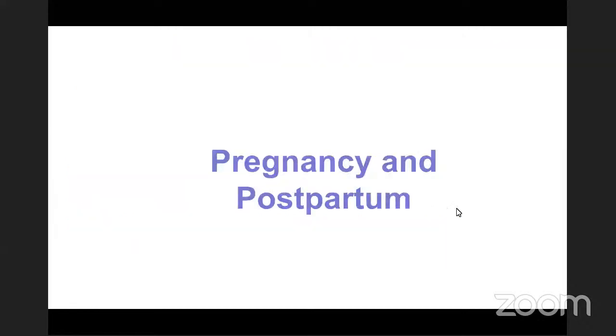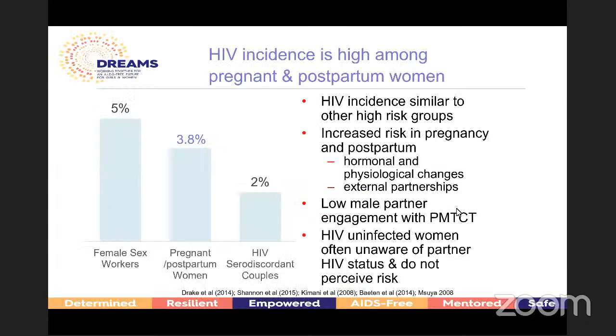Now let's switch gears and talk about pregnancy and postpartum. It's very important to focus on pregnant and postpartum women, because we have been able to see through observational studies that HIV risk is similar to other risk groups. For example, on these bar charts, as you can see, pregnant and postpartum women in one study had an incidence of 3.8%. When you compare to female sex workers, who had 5%, and this was even higher than those who were in HIV serodiscordant relationships.